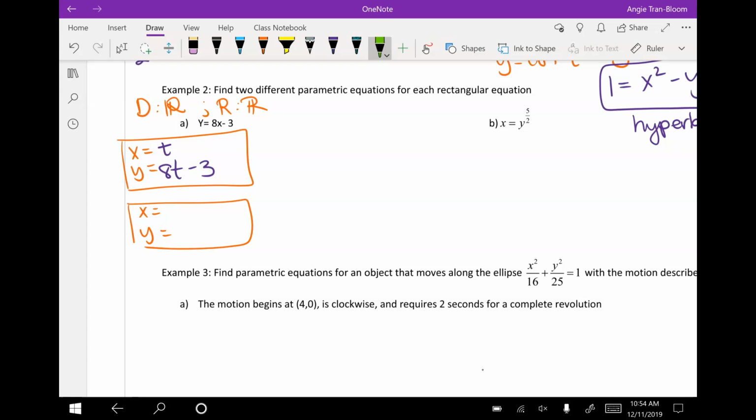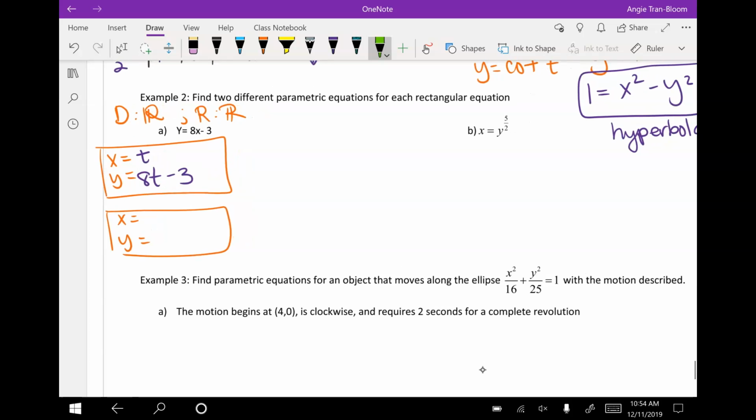2t, yeah, I have a t. Would that be okay too? 500t? Okay, so 2t, sounds good. So that means the set y equals what? How many t's now? 16t minus 3. Remember, the domain and range, you have to match up with the original.